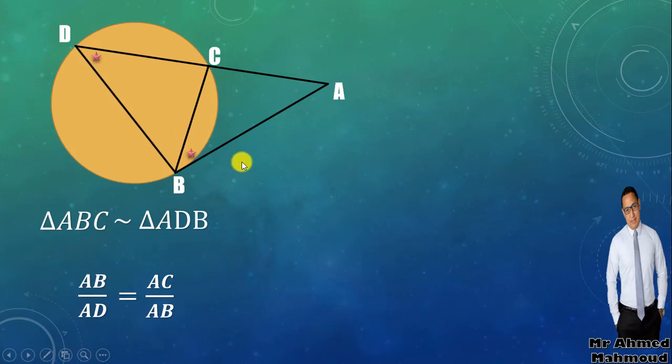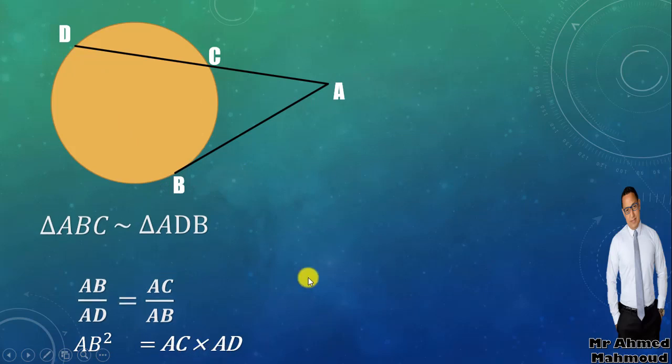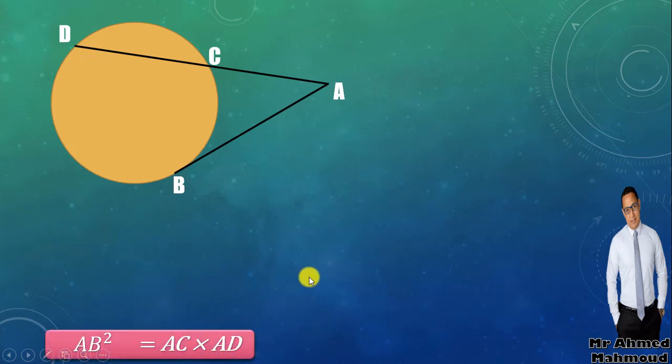Now I don't need this one anymore. So AB power of 2 equals AC times AD, and this is the rule we need. If we have a tangent, then AB to the power of 2 equals AC times AD. Now we have three rules: the intersection inside the circle, the intersection outside the circle, and the tangent.